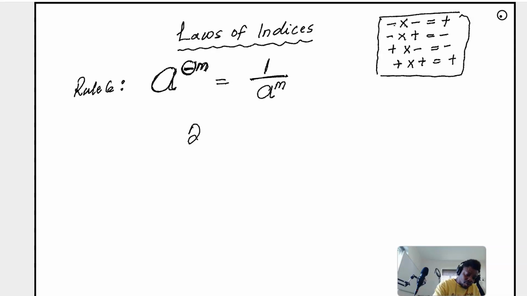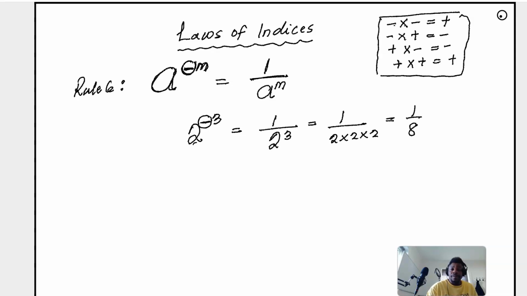So if you have 2 raised power minus 3, what this means is that this minus on the power side means 1 over, and the minus is already 1 over. So what is left here? 2 raised power 3. I put 2 raised power 3 here. Then I can still say 1 over. 2 raised power 3 means 2 is multiplying itself 3 times. You already know that. So this is 1 over 8. Easy. Let's go to the next rule.